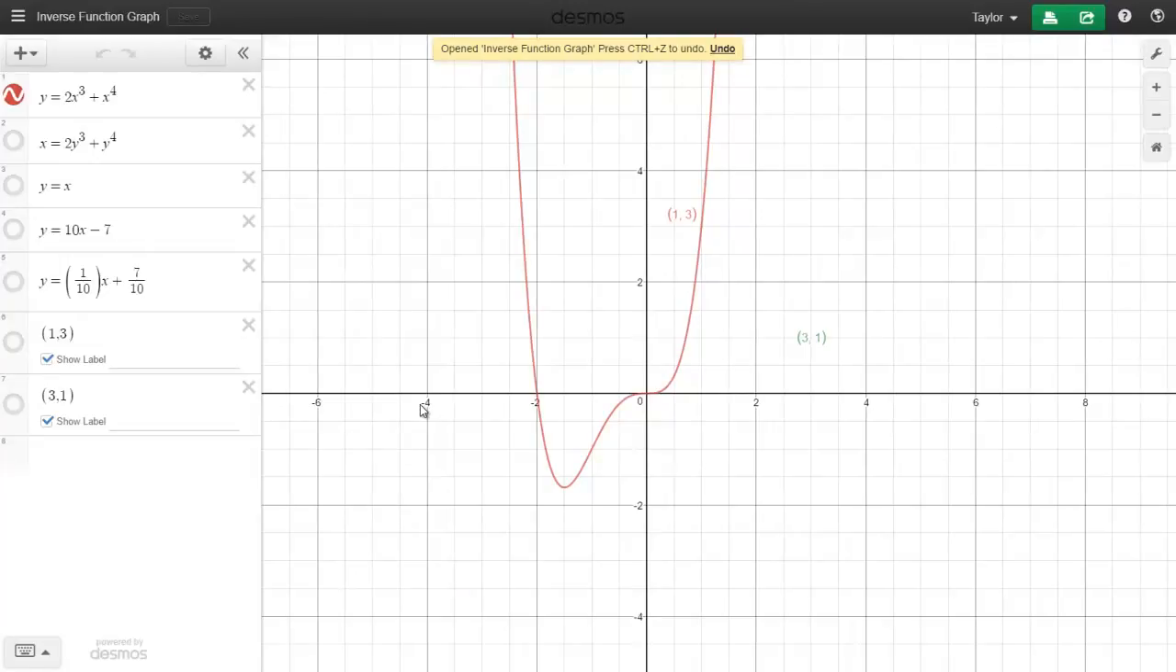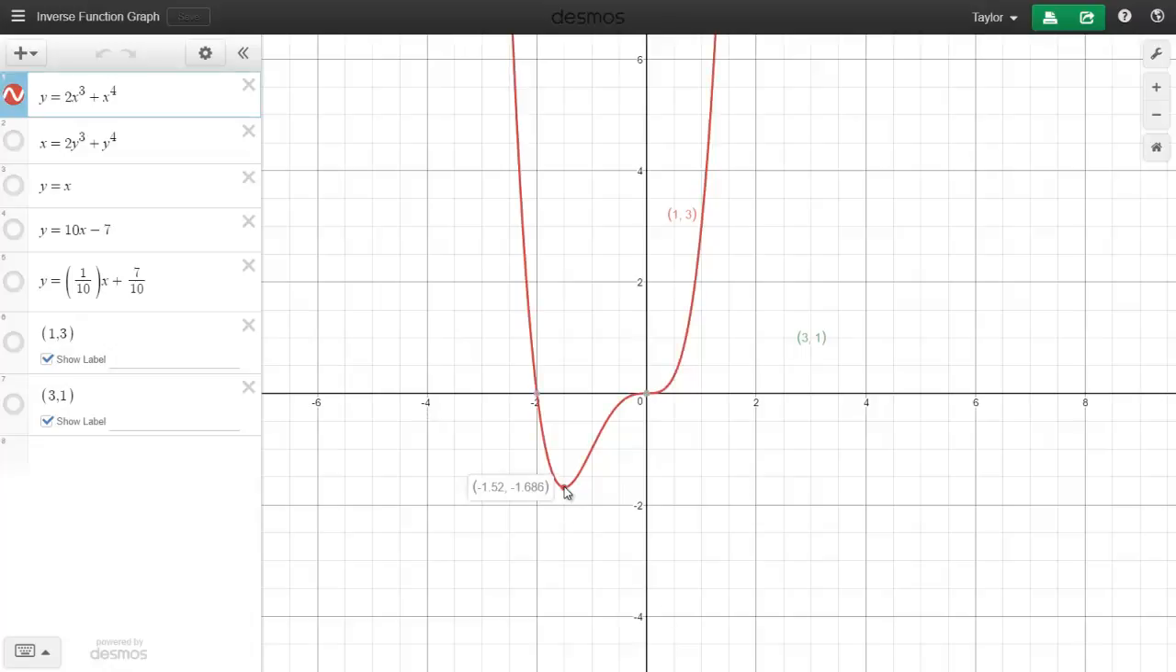So here is the graph of f. This is 2x cubed plus x fourth. Now, notice it's not actually one-to-one. So in general, the inverse function does not exist everywhere. You have to restrict the domain. So technically here you would have to restrict the domain.